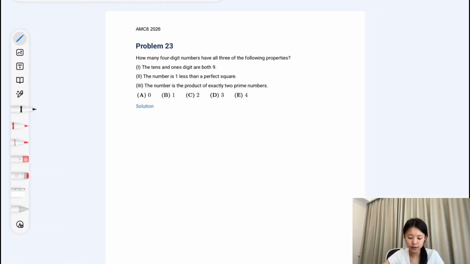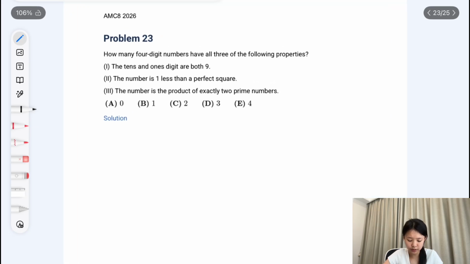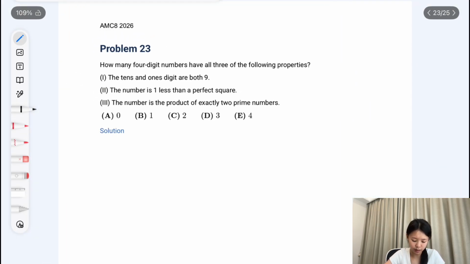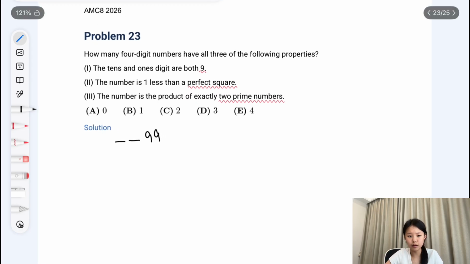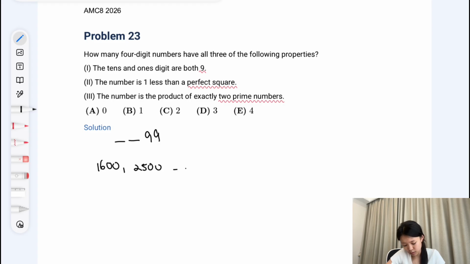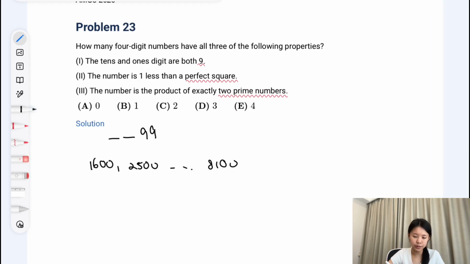Problem 23. How many 4-digit numbers have all 3 of the following properties? First, the tens and ones digits are both 9. Second, it's 1 less than a perfect square, and third, it is the product of exactly 2 prime numbers. What this number is going to look like is something like 99, and if we add 1, it'll be a number like 1600, 2500, all the way to 8100. If we write them out using the perfect square they have, it's going to be something like 40 squared minus 1 equals 2 numbers multiplied together.